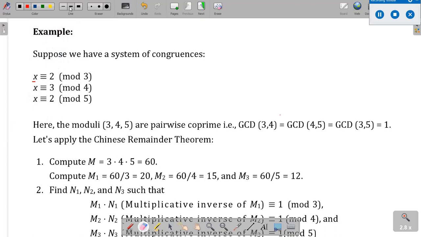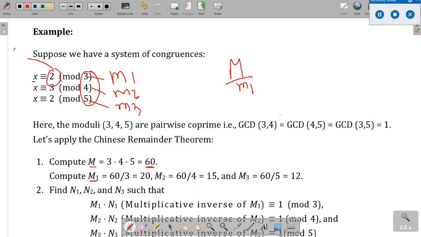अब फर्स्ट काम होता है we have to calculate the M. How we will calculate the M? To calculate the M we multiply all these 3 4 5 dividers. So we write 3 into 4 into 5 and we get 60. Then we have to calculate each mi. For mi, this is our m, and to calculate this m1 we divide the m by m1. Here this 3 is m1, this is our m2, and this one is our m3. This 2 is r1, this 3 is r2, and this 2 is r3.